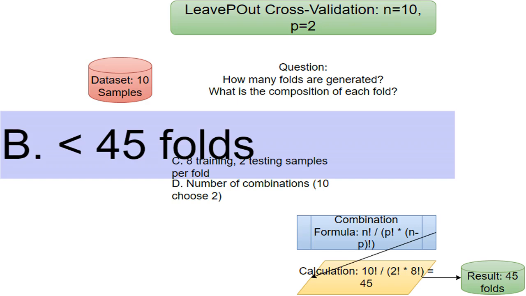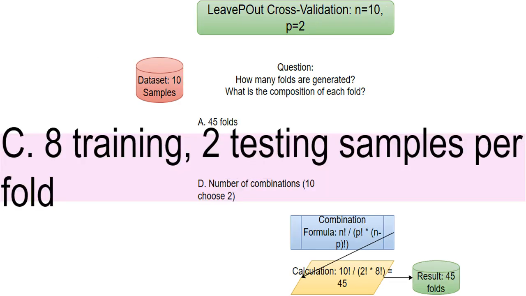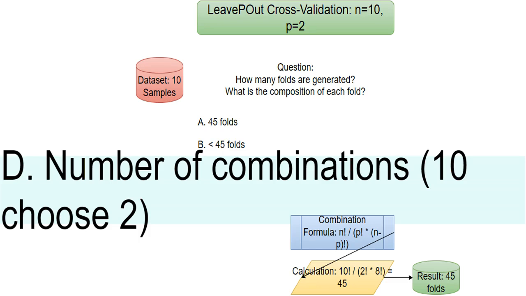This is another possible answer that suggests that the number of folds is less than 45. Let's see if this is true. This describes the composition of each fold. In every iteration, 8 samples are used for training the model, and the remaining 2 samples are held out for testing its performance. This expresses the number of folds in terms of combinatorics.